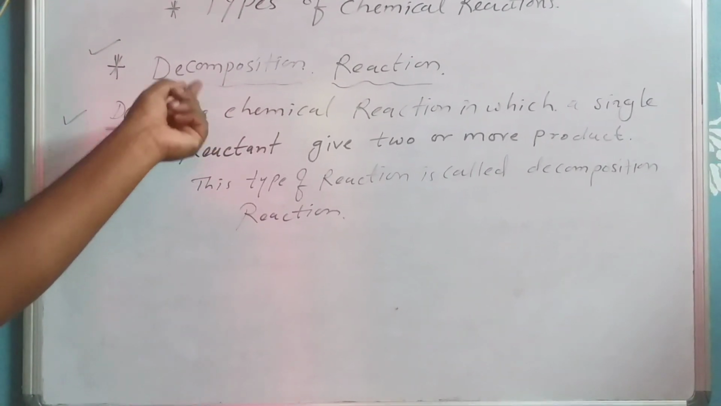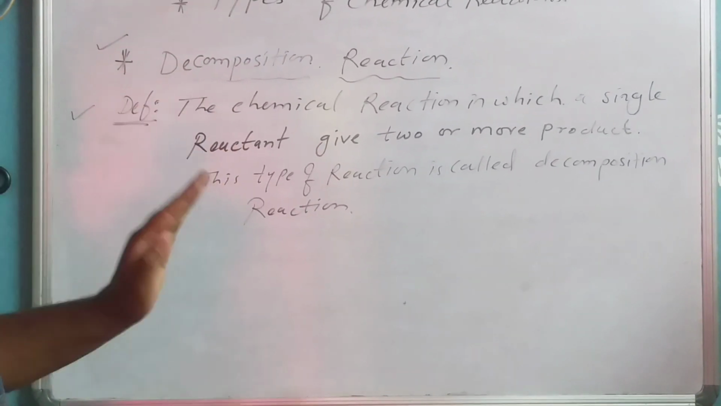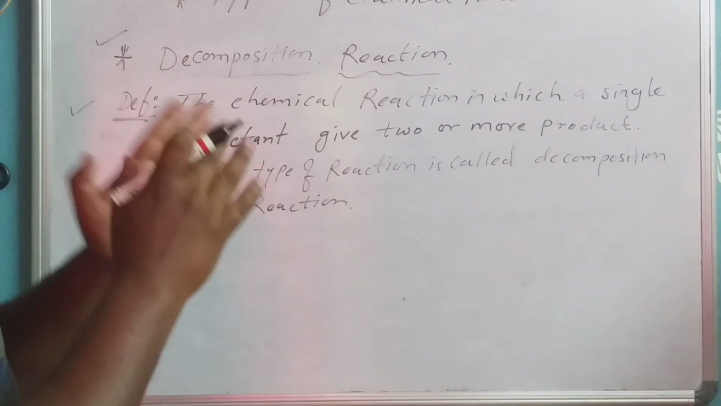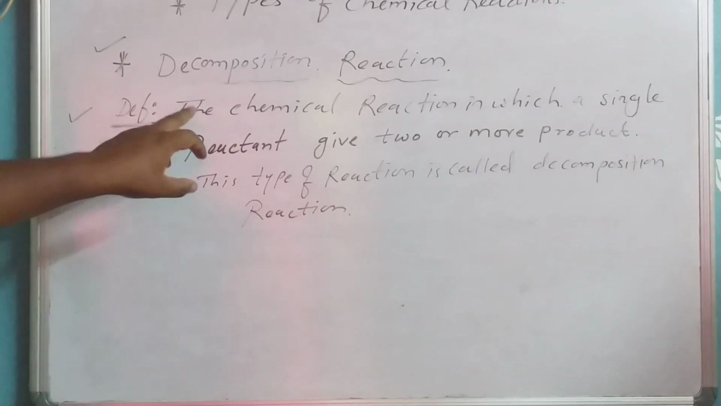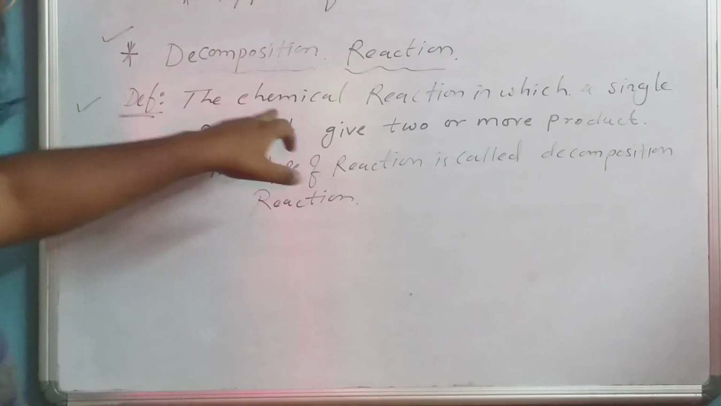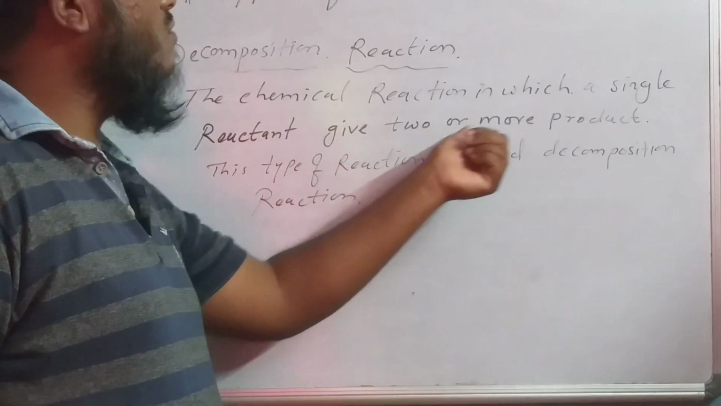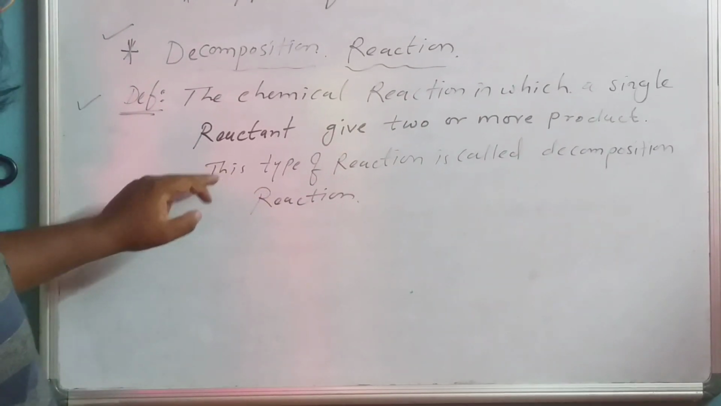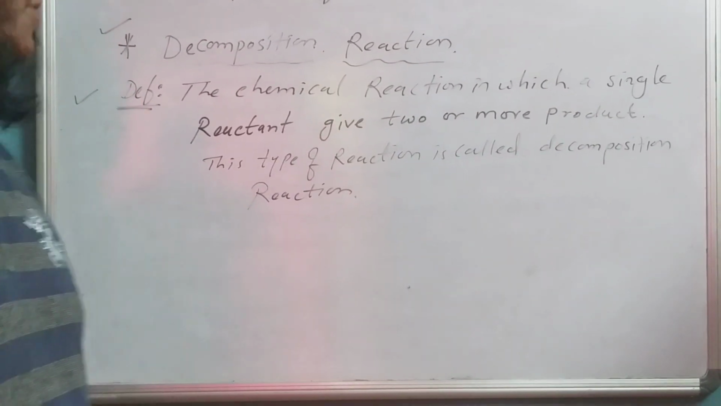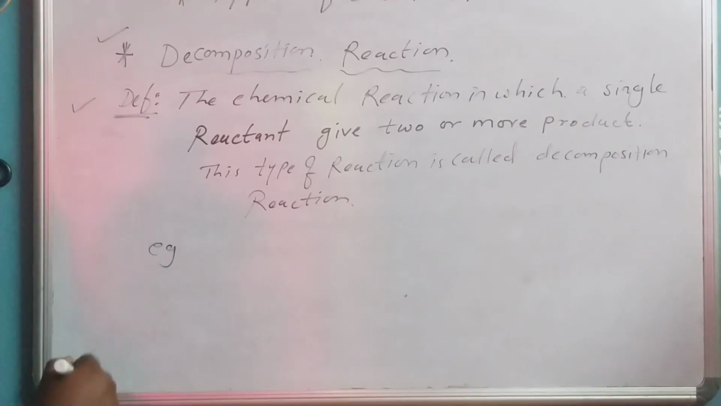Now the name of this reaction also indicates the meaning of that reaction. Decompose means what? We have to divide a single thing into two parts. Now the definition according to this meaning is like this: the chemical reaction in which a single reactant gives two or more products is called a decomposition reaction. Now we can write an example about this reaction.